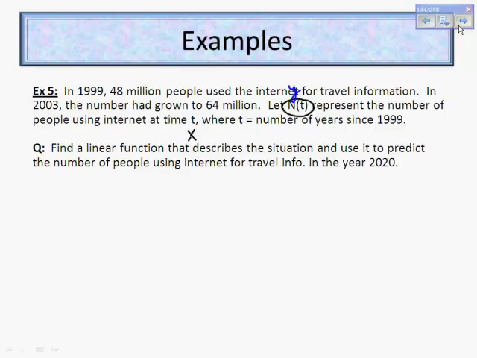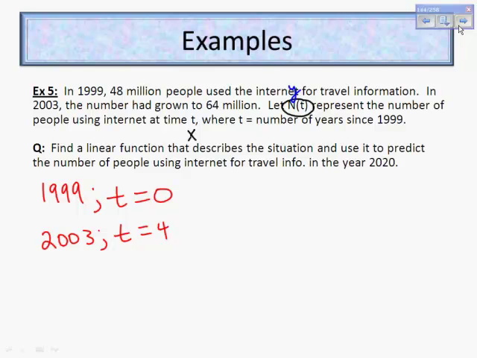So it says let n of t represent the number of people using internet at time t, where t is the number of years since 1999. So back up here. So since t is representing time for us, 1999 for us would correspond to t equal to 0, because t for us is the number of years since 1999. And then in 2003, that would be t equal to 4, because 2003 is 4 years since 1999. Just taking 2003, subtract 1999, you'll get t equal to 4.